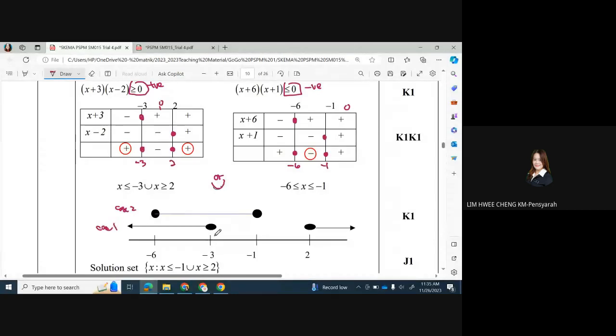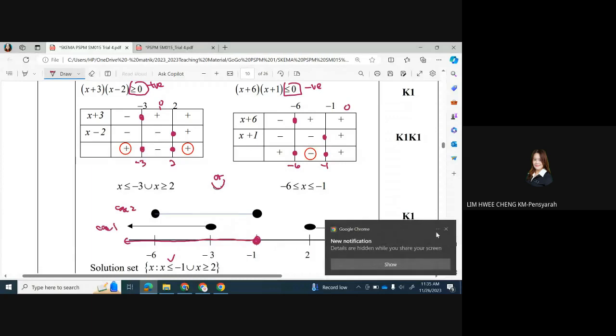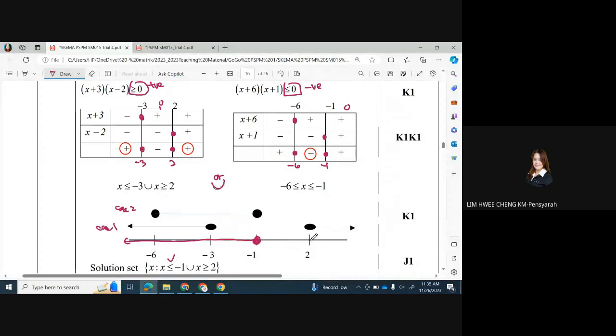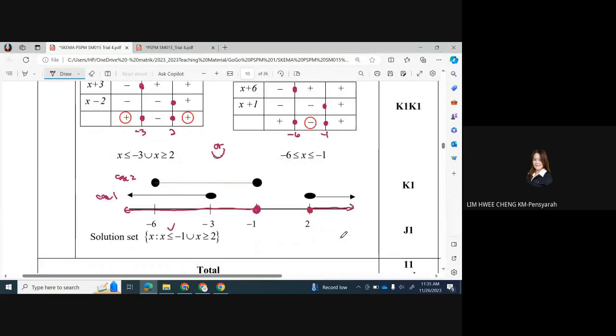So bila saya union, so saya akan gabung lah. So daripada sini, saya ambil seterusnya. That's why this will be the X less or equal than minus 1. So another one should be this side, greater or equal than 2. Okay, so saya punya solution set adalah less or equal than minus 1 union dengan X is greater than 2.